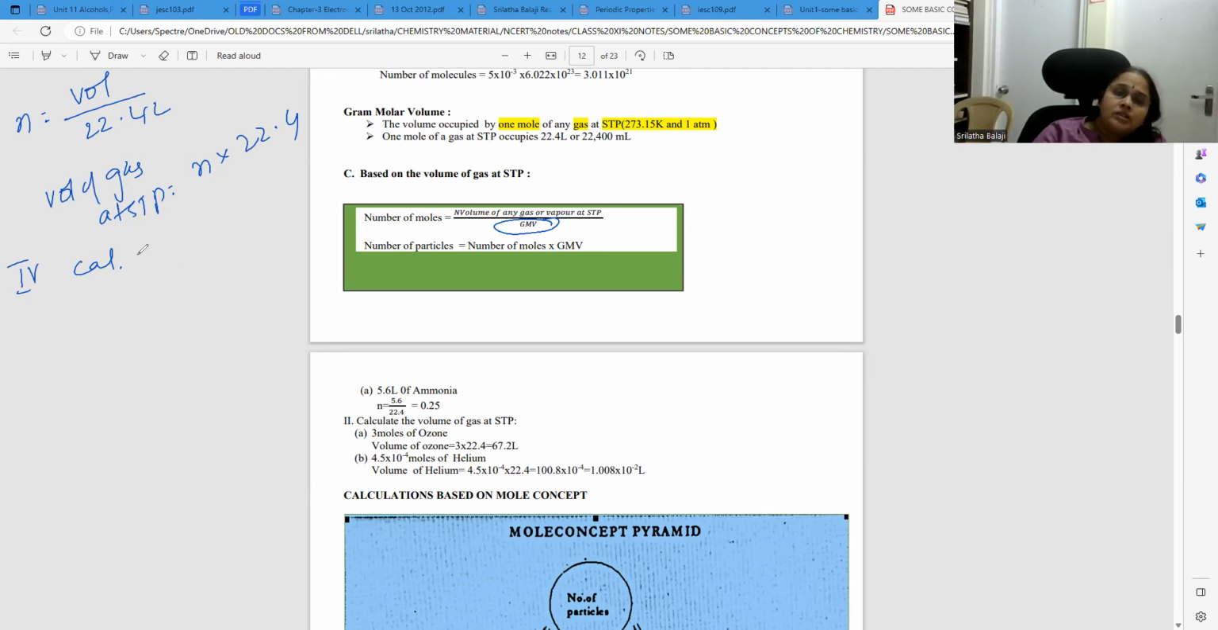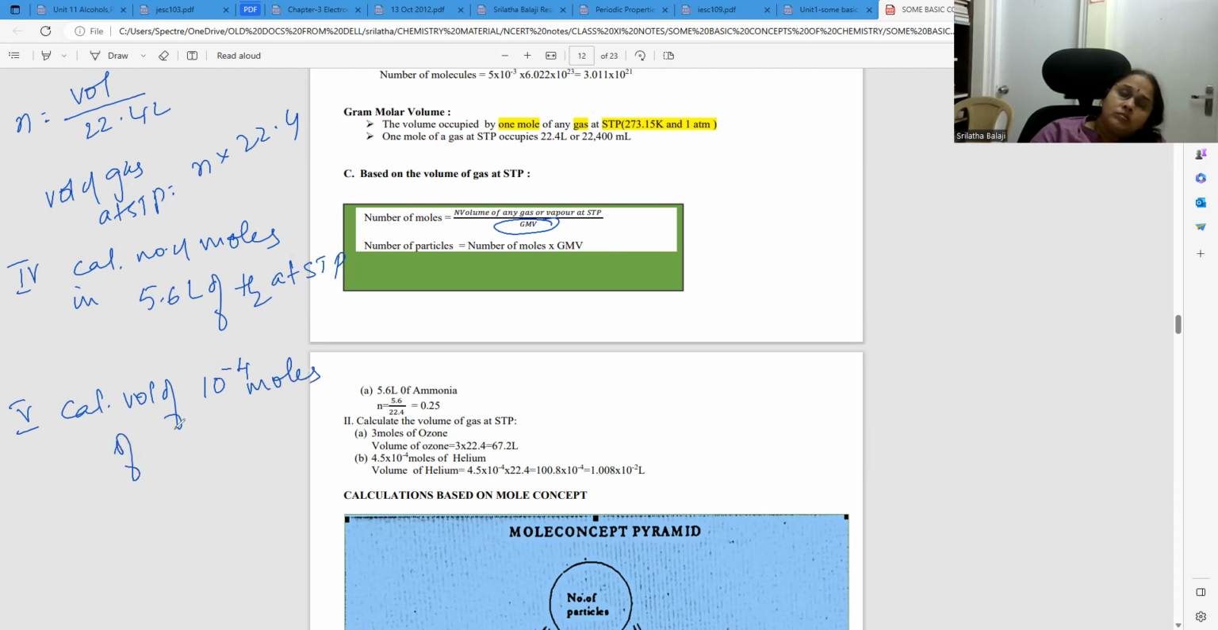So calculate the number of moles in 5.6 liters of hydrogen at STP. Calculate the volume of 10 power minus 4 moles of ammonia. Come on, apply this, apply this.